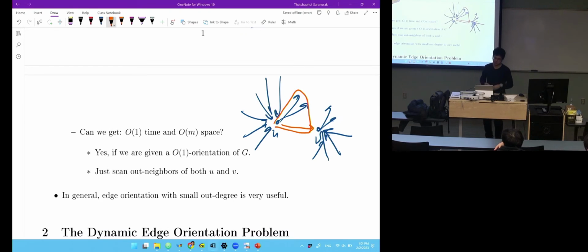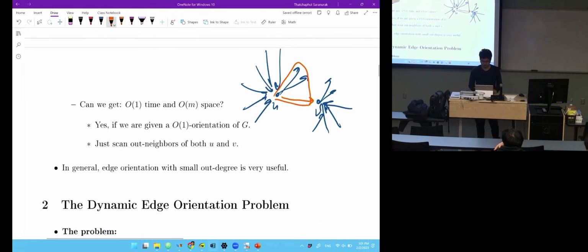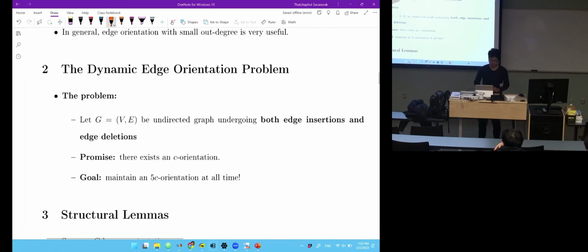In general, this is useful, but now the problem we're going to look at today is that suppose you have a directed graph, and this graph is dynamic. You might delete or insert edges at any time. And suppose I promise you that this graph has a very good orientation. Let's say C, think of C as some constant, a C orientation. What we want to do is, at any time, maintain a 5C orientation of this graph.